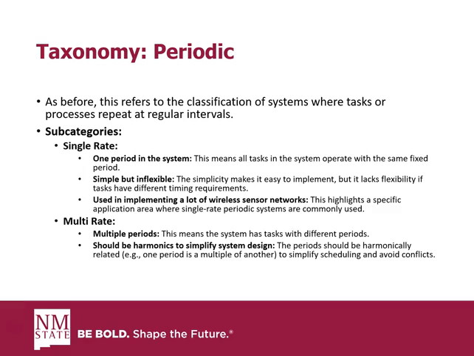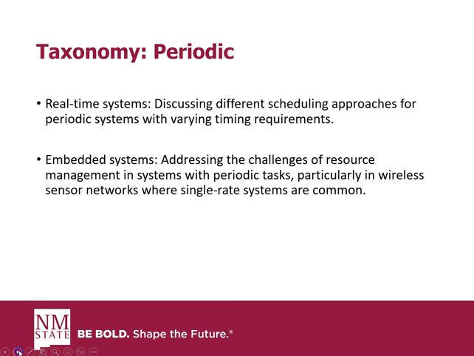Next, we have the multi-rate periodic system. This means the system has multiple periods. Tasks can have different periods. However, it's crucial that these periods be harmonics to simplify system design. This means the periods should be harmonically related, like one period being a multiple of another, to simplify scheduling and avoid conflicts.